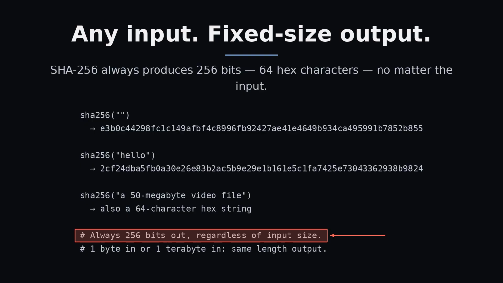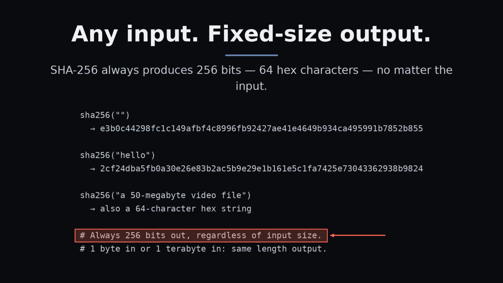A cryptographic hash function takes data of any size and produces a fixed-size fingerprint. The most common one today is SHA-256. The 256 is the number of bits it produces, 64 hex characters of output, no matter what you put in. An empty string in, 64 hex characters out. The word hello in, a different 64 hex characters out. A 50 megabyte video file in, still 64 hex characters out.